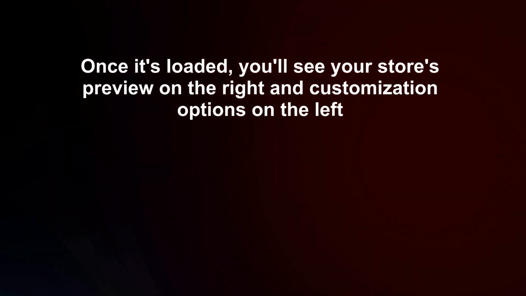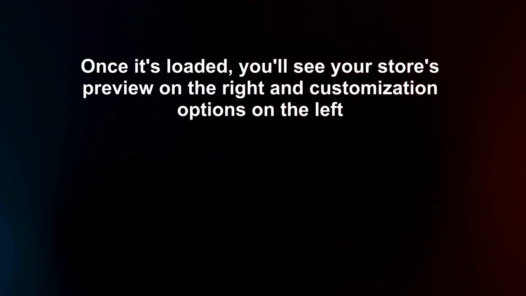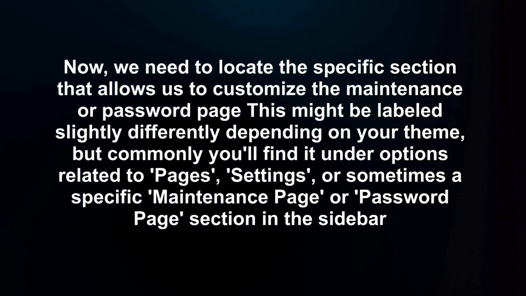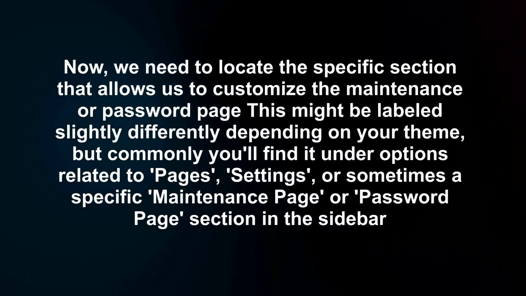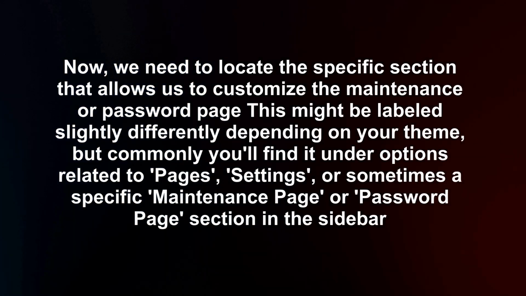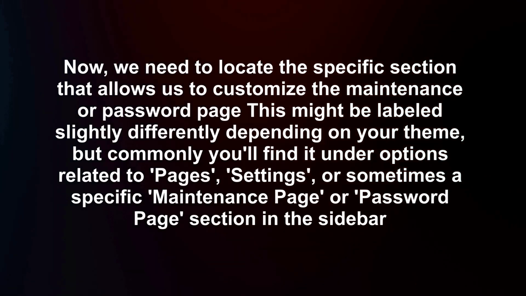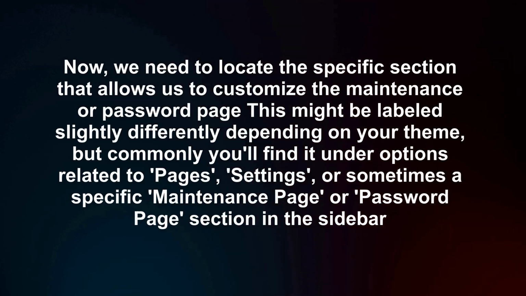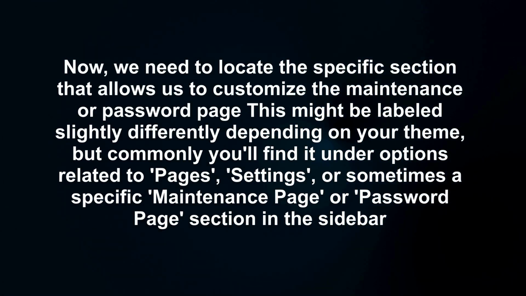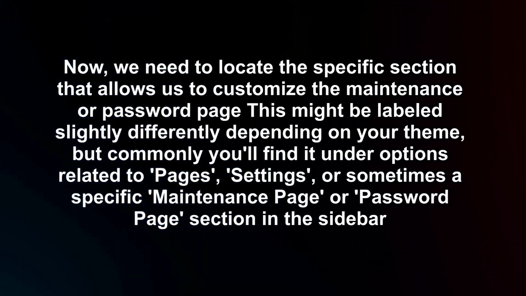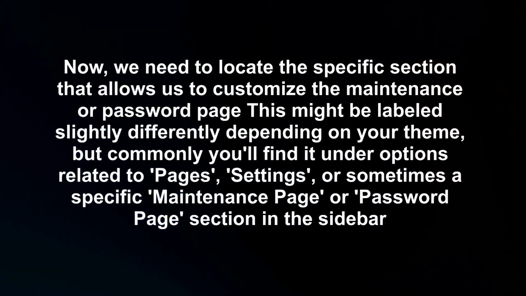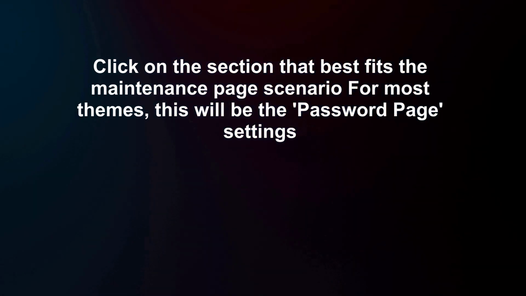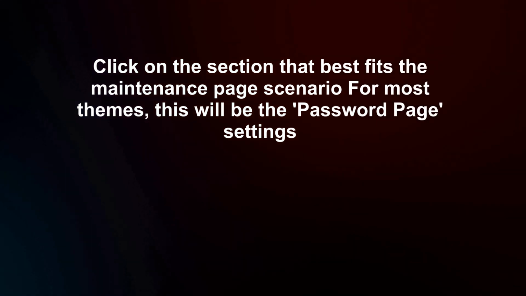Once it's loaded, you'll see your store's preview on the right and customization options on the left. Now, we need to locate the specific section that allows us to customize the maintenance or password page. This might be labeled slightly differently depending on your theme, but commonly you'll find it under options related to pages, settings, or sometimes a specific maintenance page or password page section in the sidebar. Click on the section that best fits the maintenance page scenario. For most themes, this will be the password page settings.